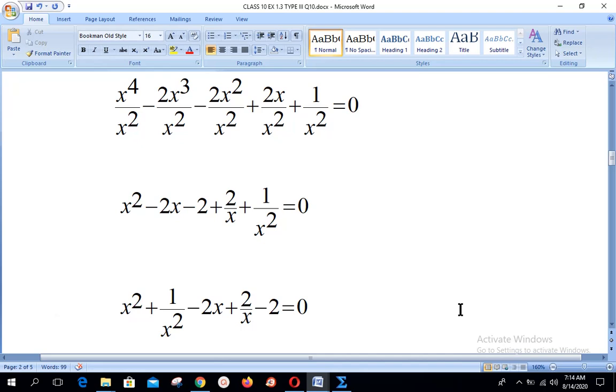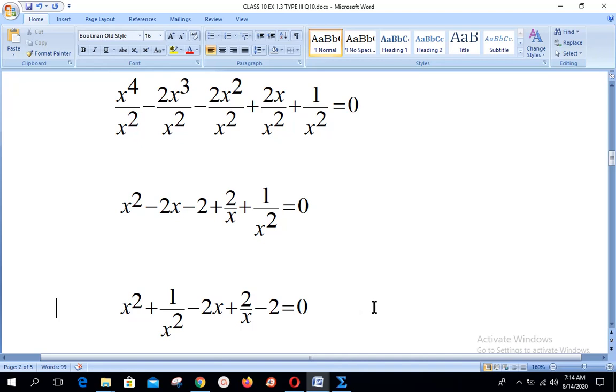Rearranging the terms, we have x square plus 1 over x square minus 2x plus 2 over x minus 2 is equal to 0. You can see that term number 1 and the last term we have rearranged them, and term number 2 and term number 4, these are arranged. Constant is shifted to the last. That was the second kind of shape of this type.